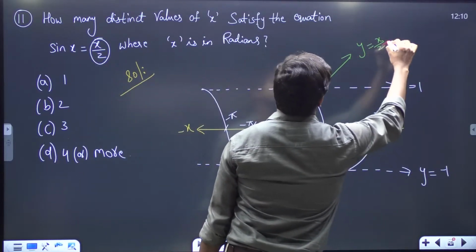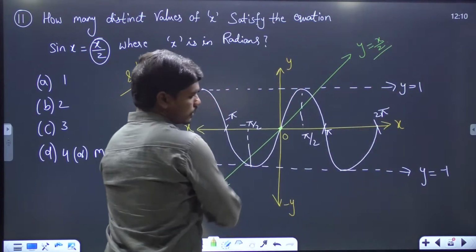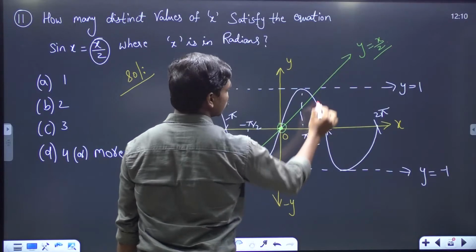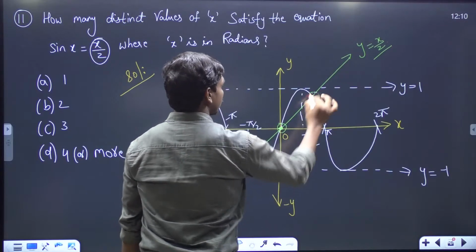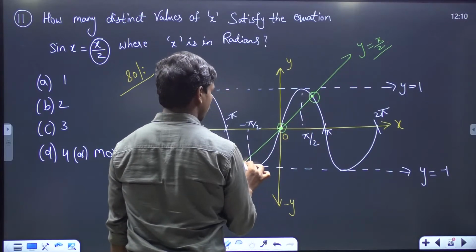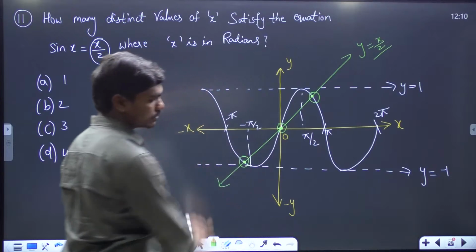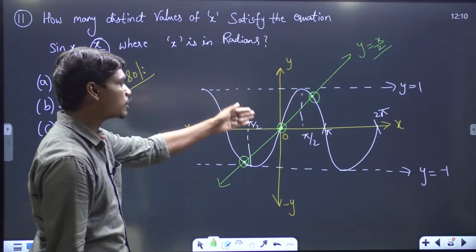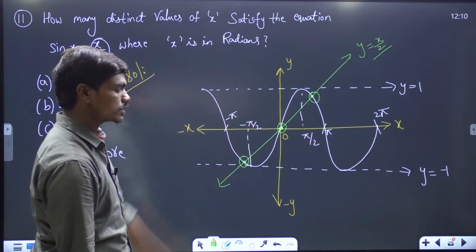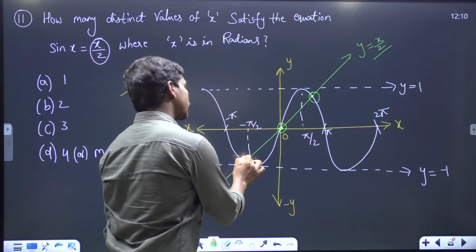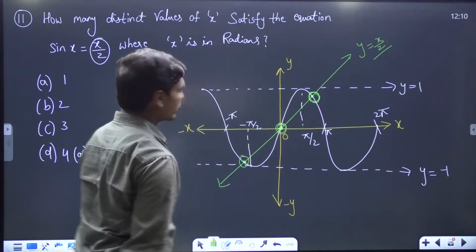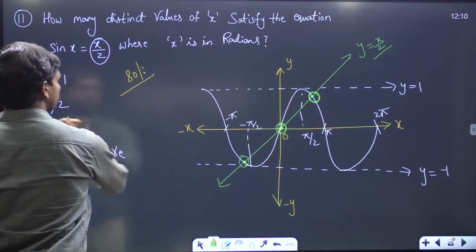Y is equal to x by 2. Correct? Now see carefully. This is one point of intersection, this is another point of intersection, and this is another point of intersection. So if you see, there are 3 points of intersection for the curves y is equal to x by 2 and y is equal to sin x. So here we say that there are 3 values which satisfy this equation. So x has 3 solutions.